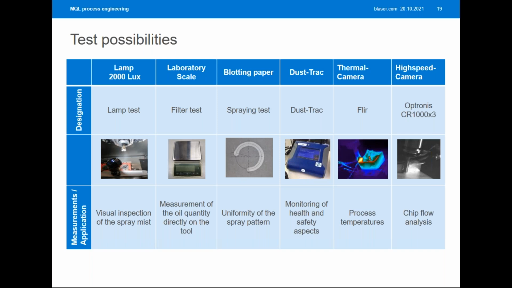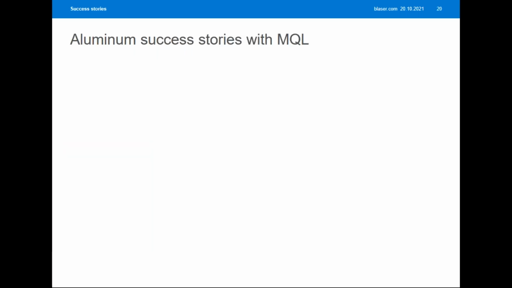And we also have the possibilities to monitor health and safety aspects with the dust track. We're able to do thermal camera filming, identify or analyze the process temperatures, and with the high-speed camera we are able to identify the chip flow. For example, once we did a project, 3mm 30 times D drilling in aluminum, and there it was very important to be able to look at the chips and how the chip flow worked out.